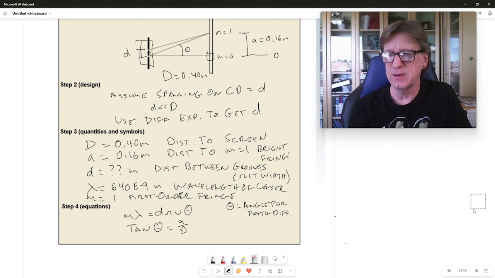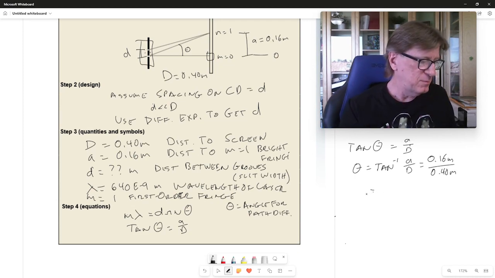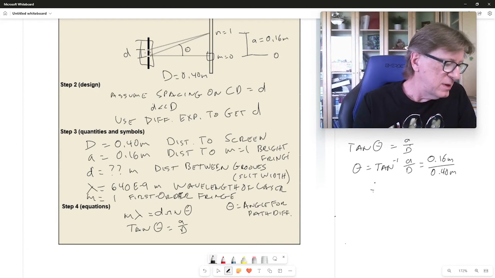All right, so let's do that here. Now we've got everything that we need. We didn't add any new expressions. So I'm going to work out first, I'm going to go ahead and get a number for my theta. Oops, that should be a capital D. And so theta is going to equal the inverse tangent of A over D. And we decided that was 0.16 meters divided by 0.40 meters. And punch that into your calculator, and that will give you an expression.